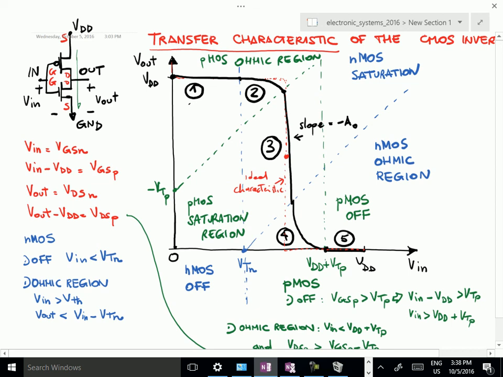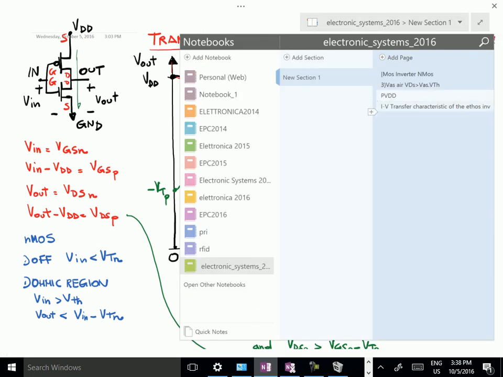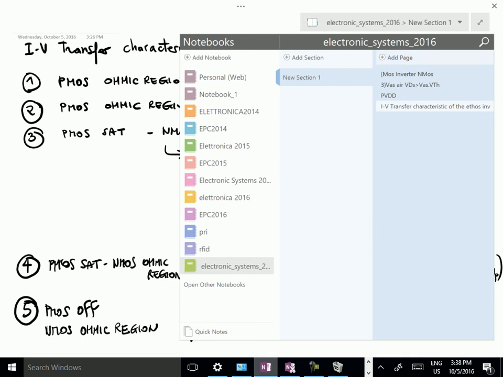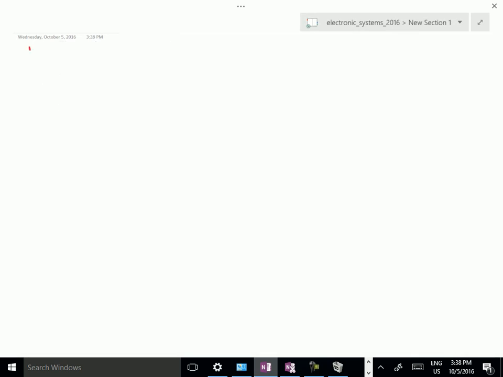Okay, and this is a situation which we really want to have, and it's called a balanced inverter. And this is actually a design constraint for the inverter. In a balanced inverter, when Vin is equal to VDD half, then Vout is equal to VDD half.